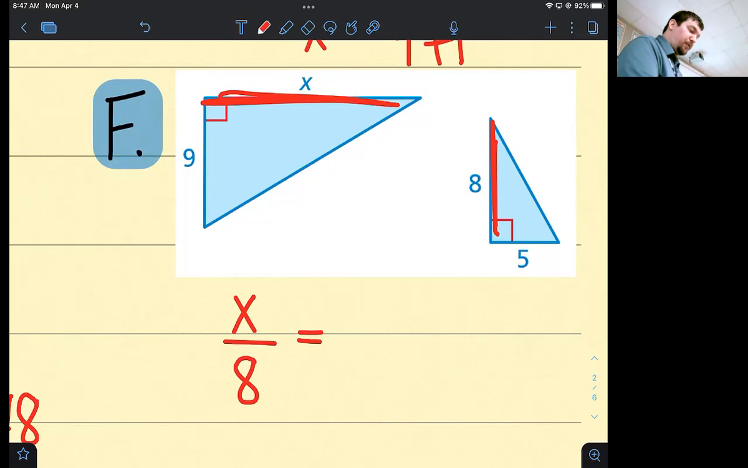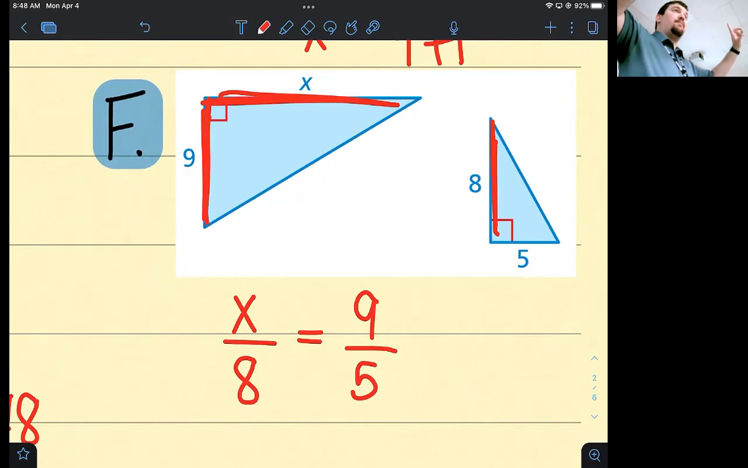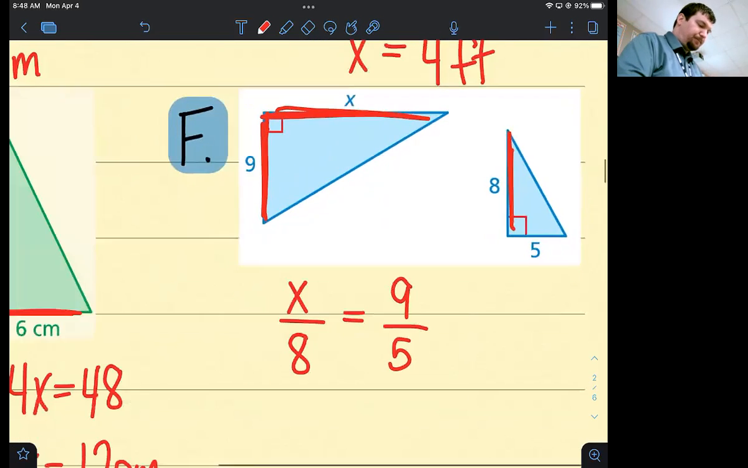If you started with the first triangle, you got to go back and do that first triangle again and put the 9 on top, just like you put the X on top. You can't do X on top and then put the 5 on top from the other triangle. You put the 9. So X matches with the 8 and then 9 matches with the 5. And it has to be in that order. Now you could flip both of them upside down. I got no problem with that, but you can't make it inconsistent.